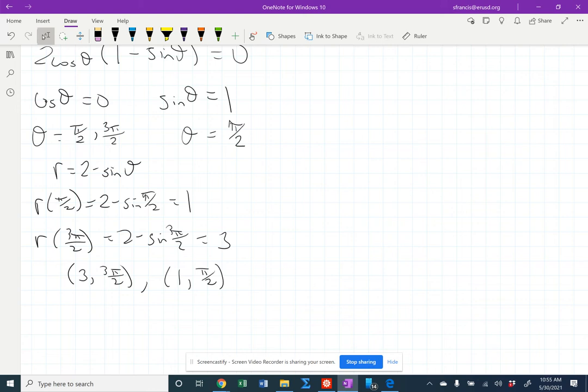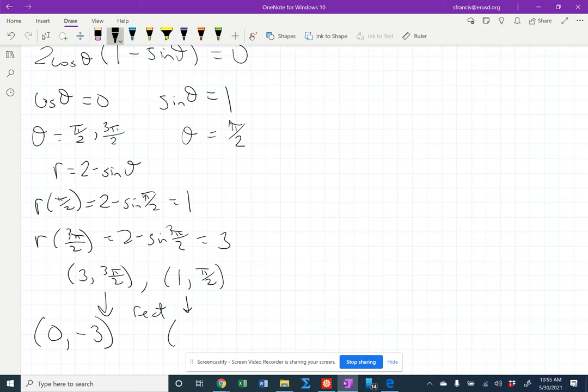To be honest with you, I'm not sure how Desmos plots polar points. If it does, we have to convert these, I think, to rectangular. So let's do a little conversion here. We're going to convert to rectangular. So the x coordinate is going to be r times cosine of theta, so 3 times cosine of theta. Cosine of theta is going to be 0, so 0. Y is going to be 3 times sine of theta. Sine of 3 pi over 2 is negative 1, so it'll be negative 3.